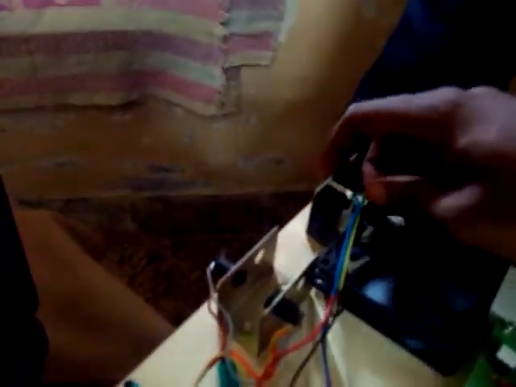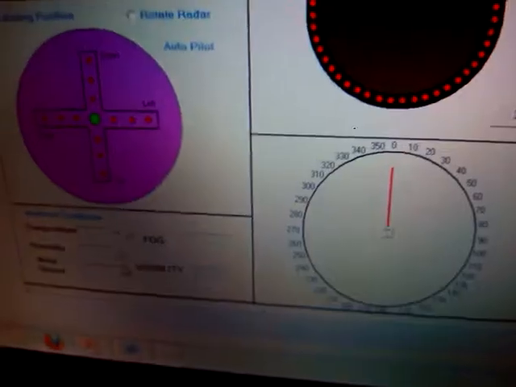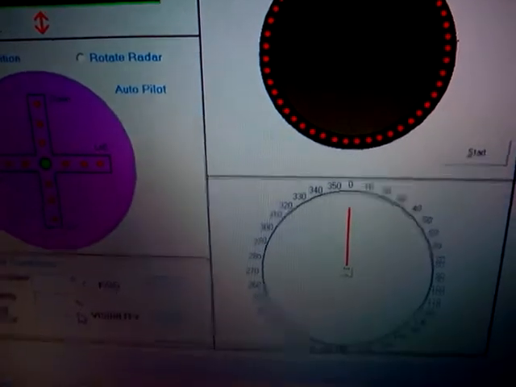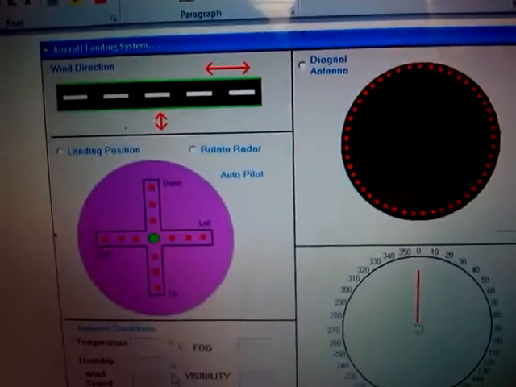This is the kit which is present in the airport, where this indicates the wind direction. This is the visibility sensor which will measure the visibility, and this is the fog sensor which will measure the fog, and all these readings are noted in the ambient conditions. This is the diagonal antenna and this is the angle of rotation, by using which we can land the aircraft on the right path on the runway. This is the radar which rotates and finds the aircraft. And this is the output of this ALS, aircraft landing system.